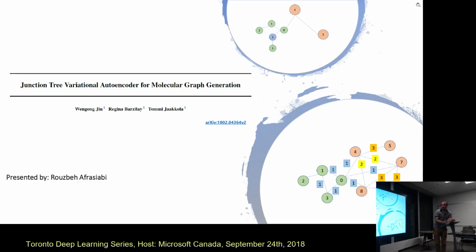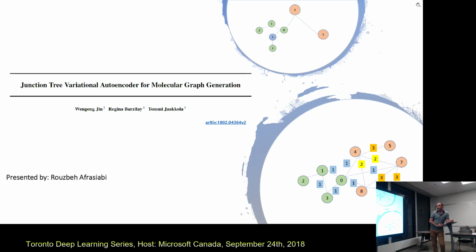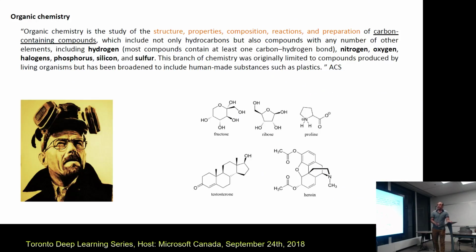Today I would like to talk to you about a paper by Jin, Barzilay, and Jaakkola titled Junction Tree Autoencoder for Molecular Graph Generation. So I will start by explaining the context of this work. This work was done in the context of drug discovery, and drug discovery finds its roots in organic chemistry. But what is organic chemistry?